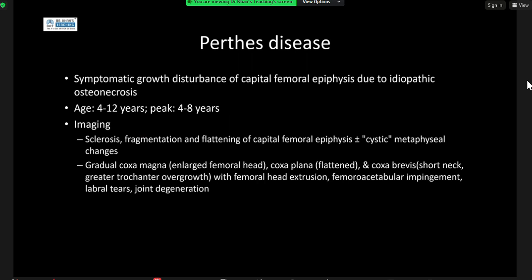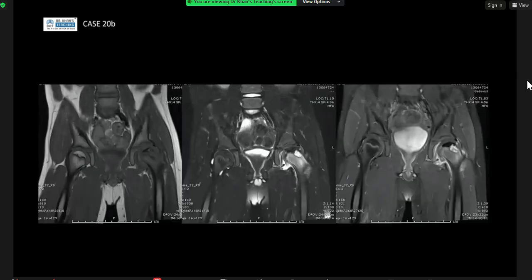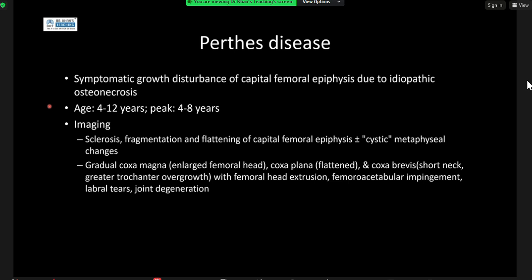Now, coming to the metaphysis, metaphyseal cysts, so we see earlier. These ones here, people don't really know what it's due to. There are some theories that they could be due to growth plate disturbances, because you've got the femoral head necrosis. So these tongues of physeal cartilage that have protruded into it, and because of the changes in blood supply, these are areas of unossified cartilage which have persisted, so causing these cystic-like appearances.